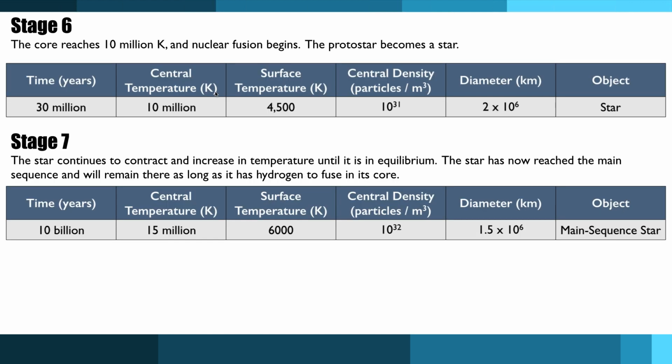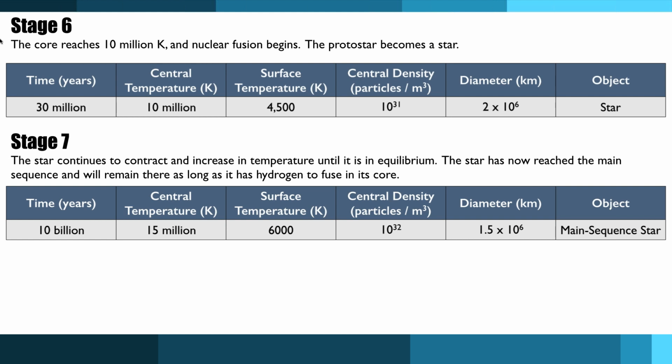In stage 6, the core finally reaches our goal, which is 10 million Kelvin. And then the fuel of stars, the thing that keeps a star stable throughout its entire life on the main sequence, nuclear fusion, can begin. I'll talk a little bit more about what nuclear fusion is in just a second. But right now, let's just notice that after 30 million years since the cloud has collapsed, the central temperature of the star is now 10 million Kelvin. We have reached our goal, and we can now say that this object is a star.